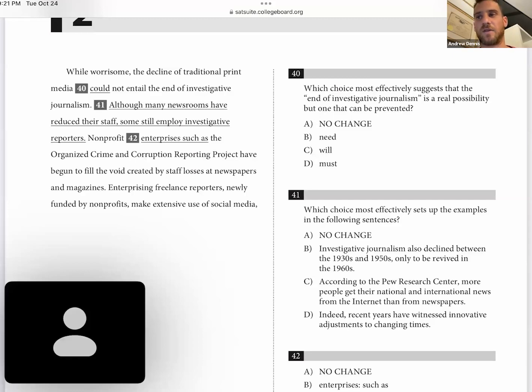So could not entail the end of investigative journalism. It could not entail. That means it's not a possibility. Will not entail. That means it's not a possibility. Need not entail. That means it could be a possibility, but it's not definite. And then must not entail means that it's definitely not a possibility, right? So the answer's got to be need not. It's got to be need not entail.